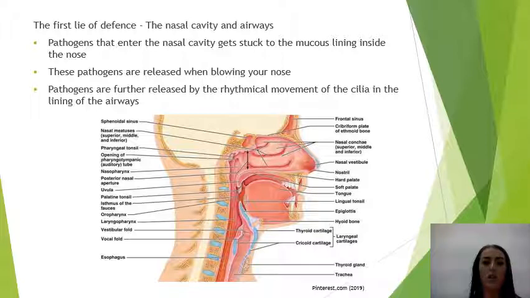The next part of the first line of defence we're going to look at is the nasal cavity and the airways. Pathogens enter the nasal cavity, get stuck to the mucous lining which is located inside the nose. These pathogens are then released whilst blowing your nose. Pathogens are further released by the rhythmical movement of the cilia in the lining of the airways. The diagram there shows the nasal cavity and the airways.